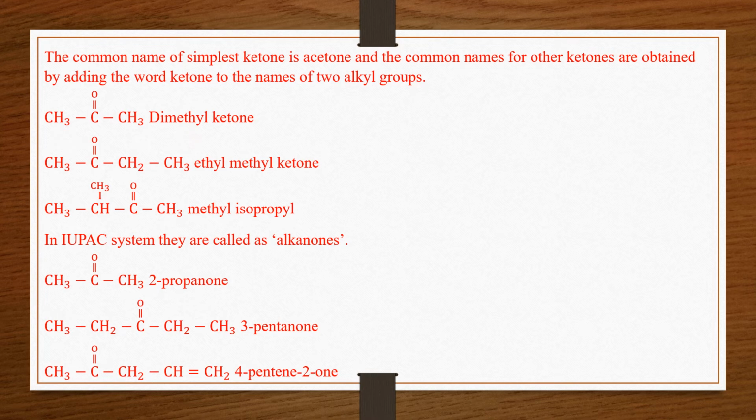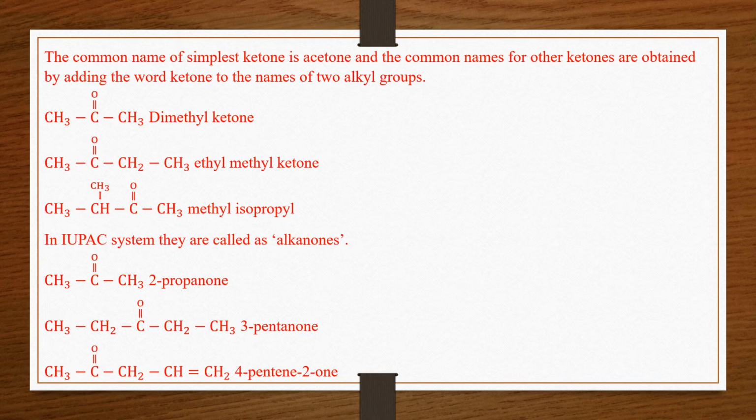So take a paper, write down the structure of the example given here. CH3 C double bond O CH3. R C double bond O R dash. So R is CH3, R dash is also CH3. What is the common name of this? This is nothing but acetone.